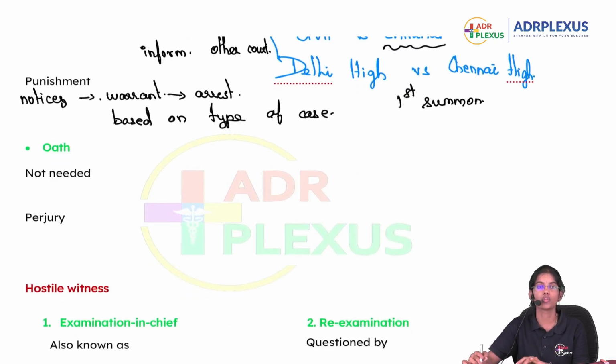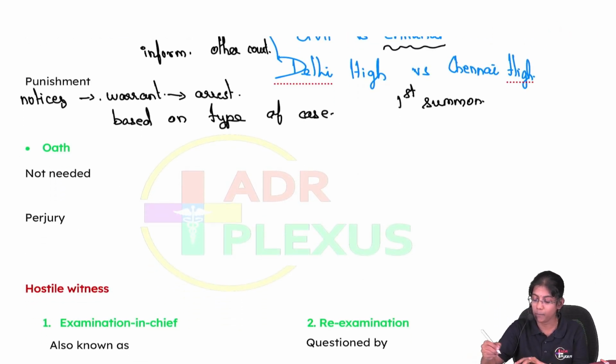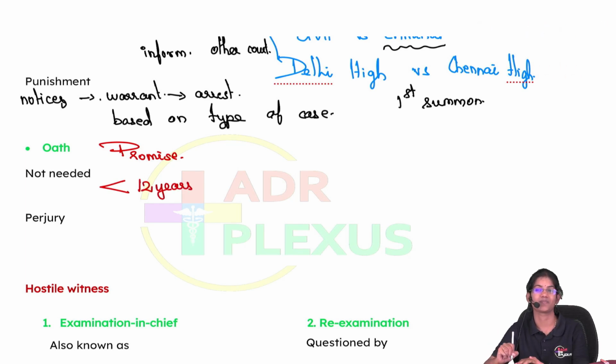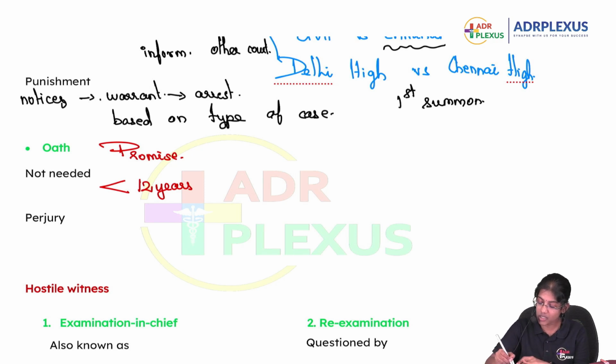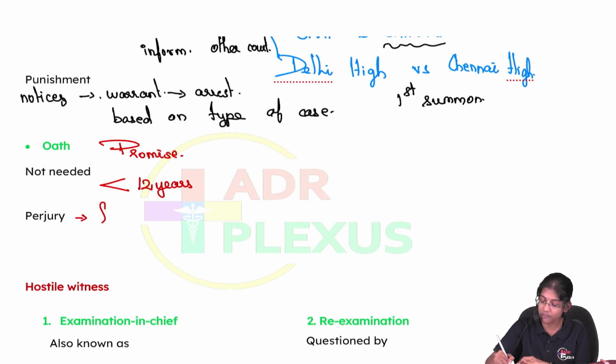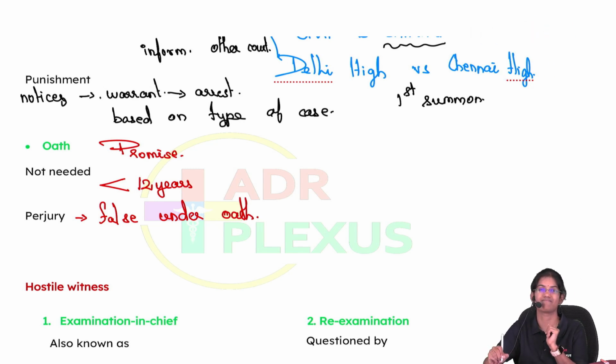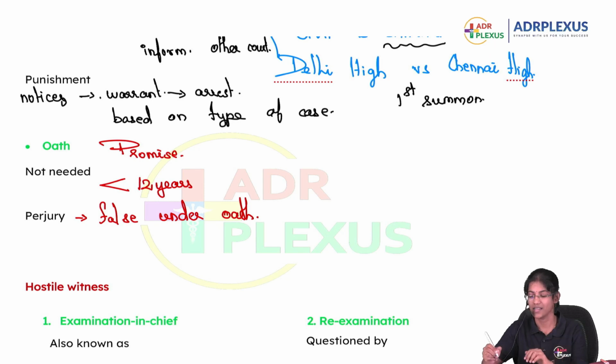Next, oath. Oath is nothing but a promise. Who need not take it? A child less than 12 years of age need not take it. Now, what is perjury? Perjury is false statement or lying under oath. Lying under oath is called perjury.